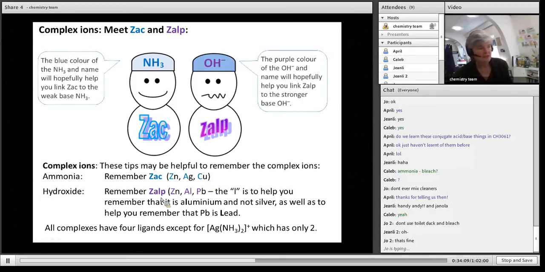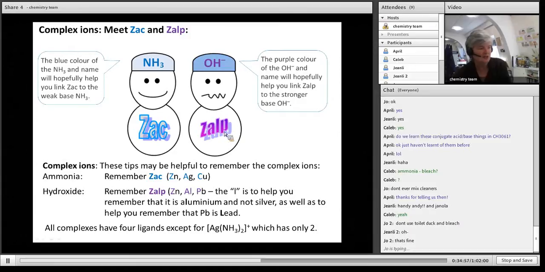ZELP, on the other hand, is for hydroxide, and this forms a complex again with zinc. If I first add hydroxide to a zinc solution, I'll get my zinc hydroxide precipitate, and as I keep on adding, I'm going to get more precipitate. But as I keep on adding, that precipitate is going to start dissolving, because my zinc hydroxide is going to form the complex. Then, using my equilibrium, it'll go the reverse reaction, so that more and more will dissolve. I've called it, as I say, ZELP. The L is to remember that this is aluminium and not silver, and P for plumbium, you know, lead.